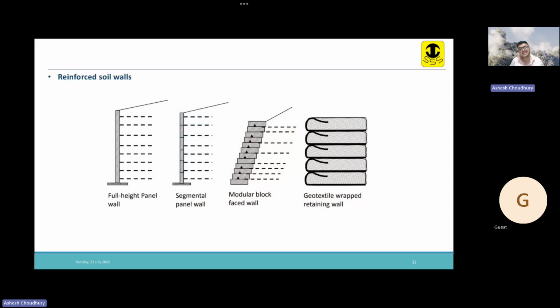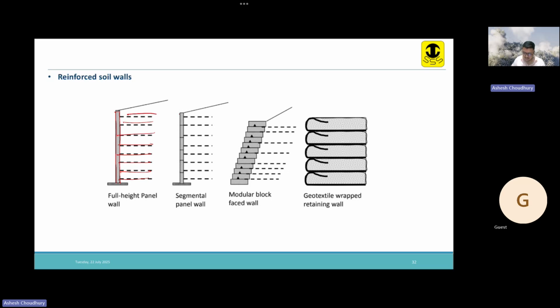So many things are there. You can use strips, or even geosynthetic strips, or steel strips you can use to reinforce the soil. So there are many possibilities. So here you can see one full height panel wall is shown. So this is one configuration where the panel that is there at the front is one whole rigid structure. Okay, and then we are attaching this reinforcement here in many places.